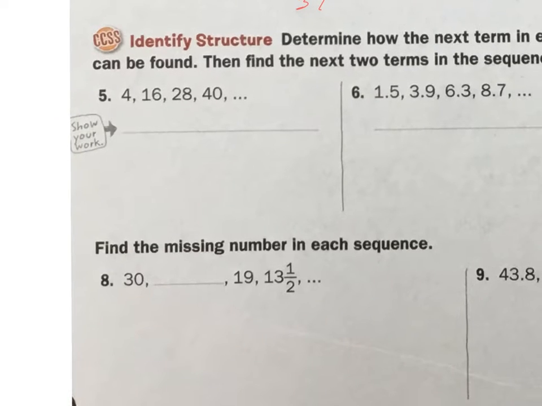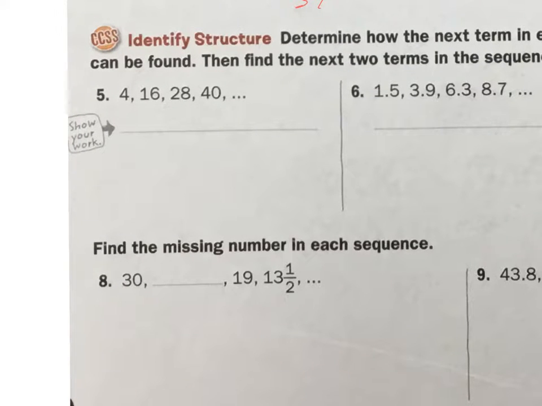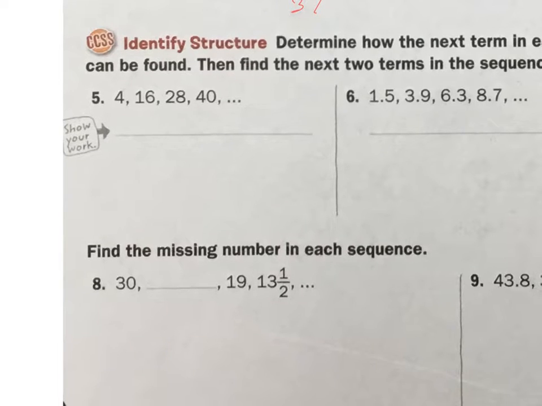Determine how the next term can be found, and then find the next 2 terms. Okay. So what's going on here? Is it times 4? 4 times 4 is 16. 16 times 4 is 50. Oh, that's not right. Doesn't work.